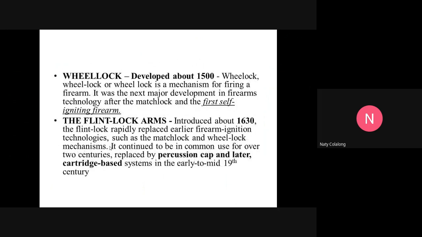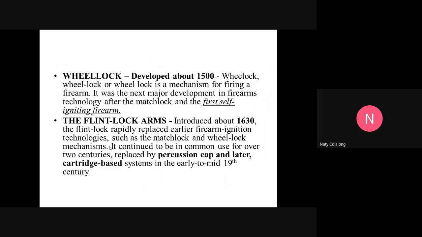Then we have the wheel lock, developed about 1500. Wheel lock is a mechanism for firing a firearm. It was the next major development in firearms technology after the matchlock. Wheel lock is considered as the first self-igniting firearm.